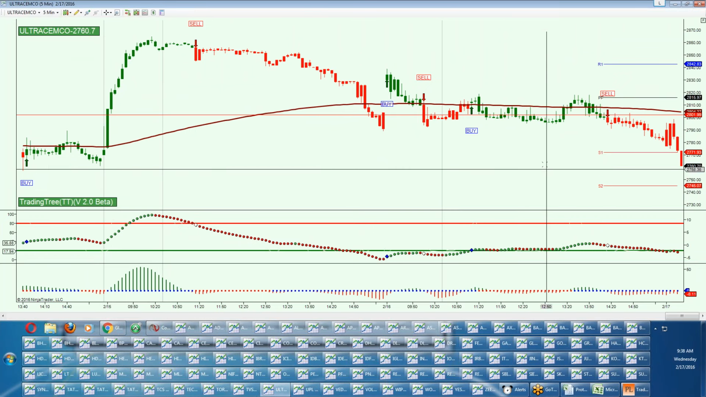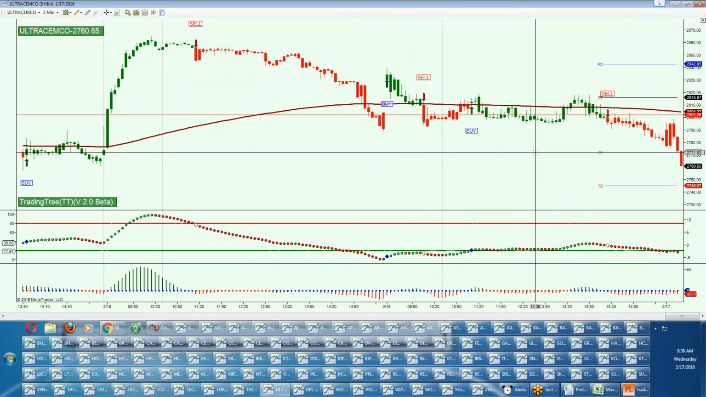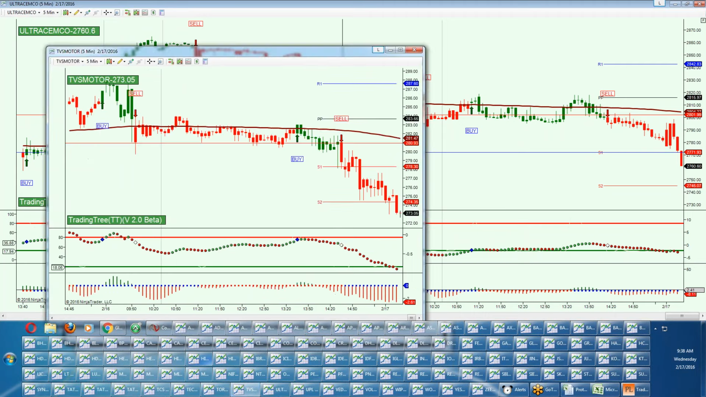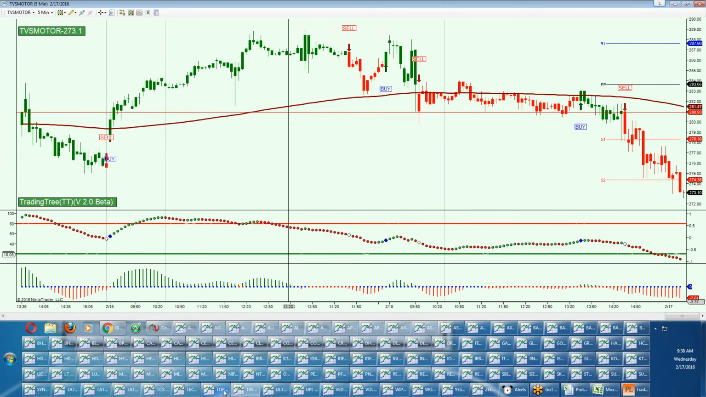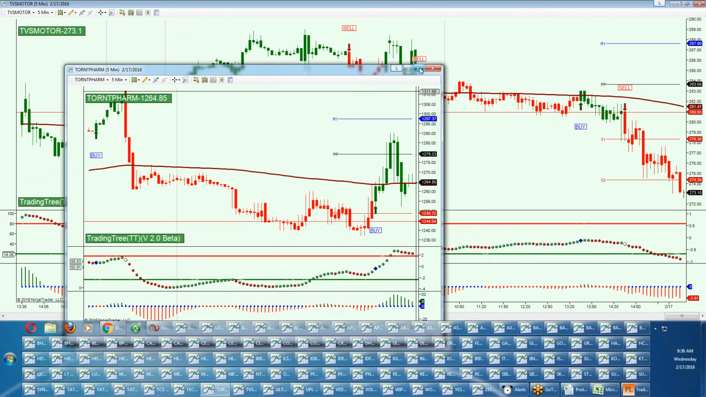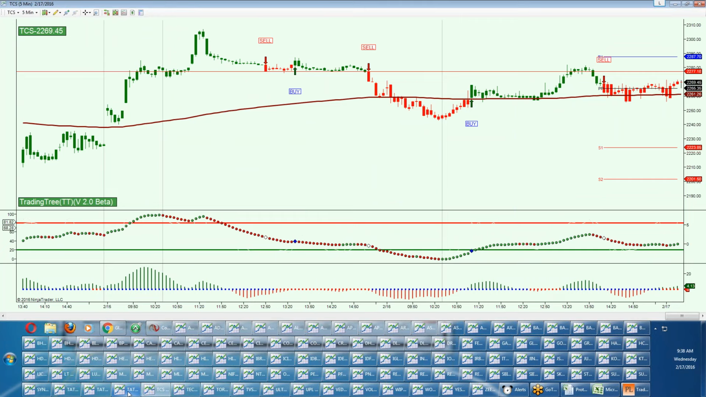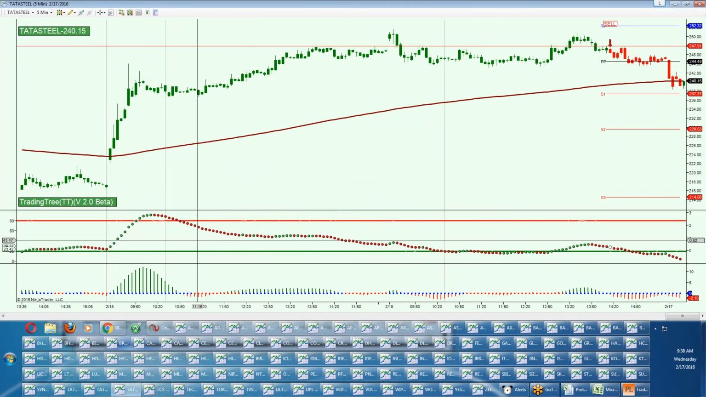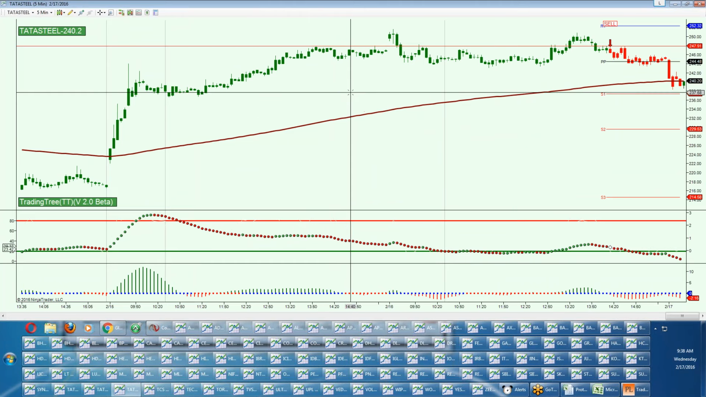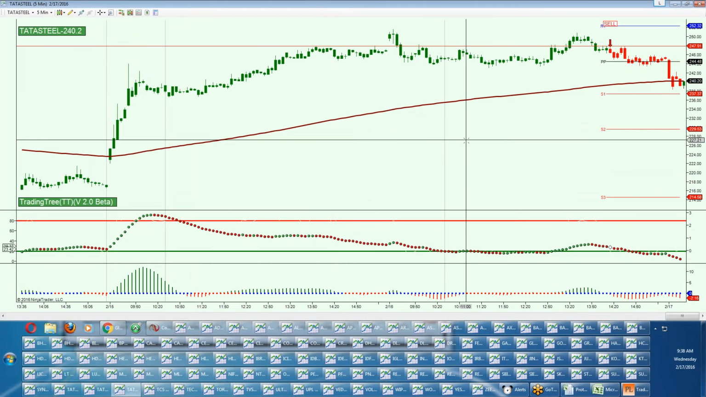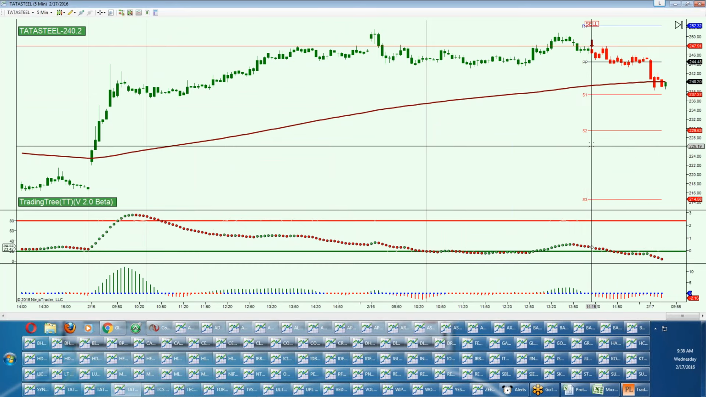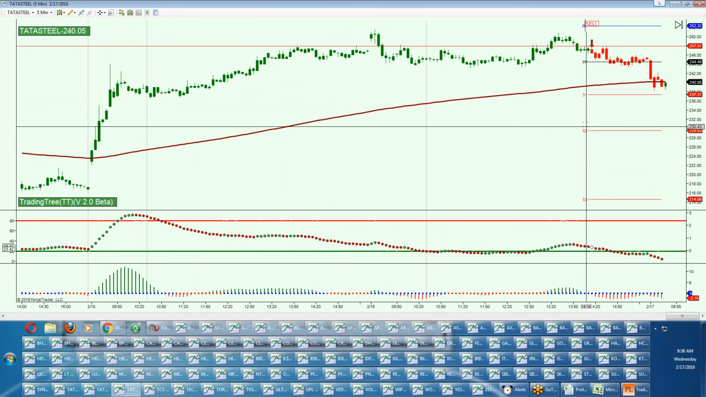So Ultratech Cement, your entry is this S1. Tech Mahindra has done its targets. Tata Steel, 237.50. It has to break this support. Then you can expect that it can come to even 230 also.